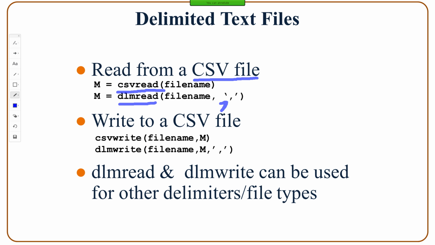So write to what? Write to this file. Write what? Write the variable m. And DML read and DML write can be used for other delimiters and file types. For now, you should need to know fwrite and fread for writing and reading binary files.